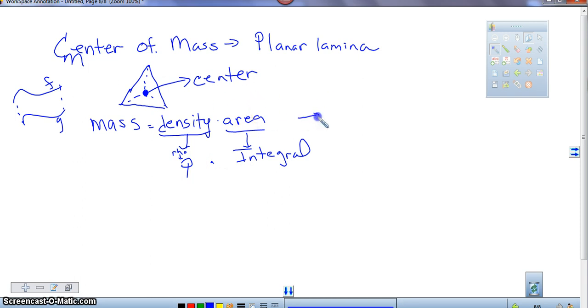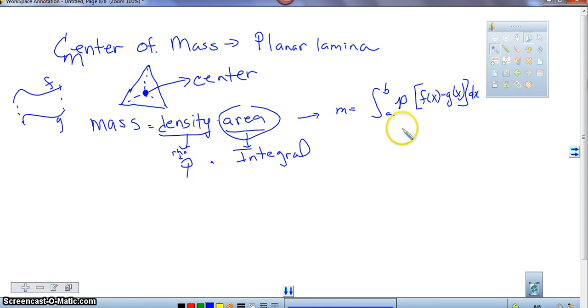So before we do anything else, let's write an integration. Because we are finding area, and because we don't want to just do a summation, to find the mass, m, we would integrate from a to b of rho, which is a constant, times f of x minus g of x, dx. So that's just a basic integration to find mass. It's just the area times this little value of the density that we don't know, that we're just going to call rho. So that's the mass.